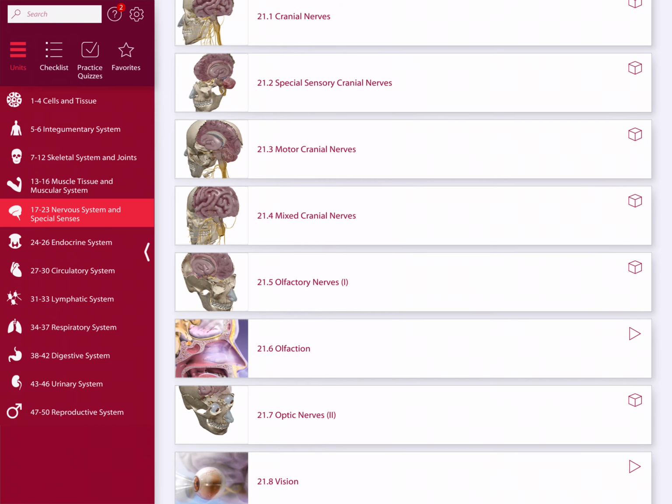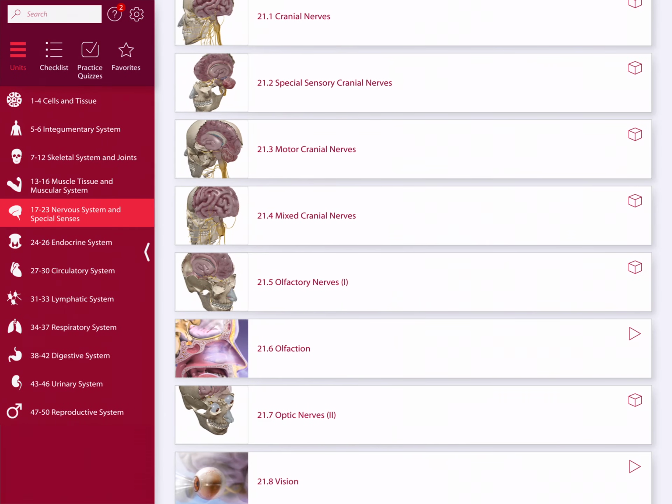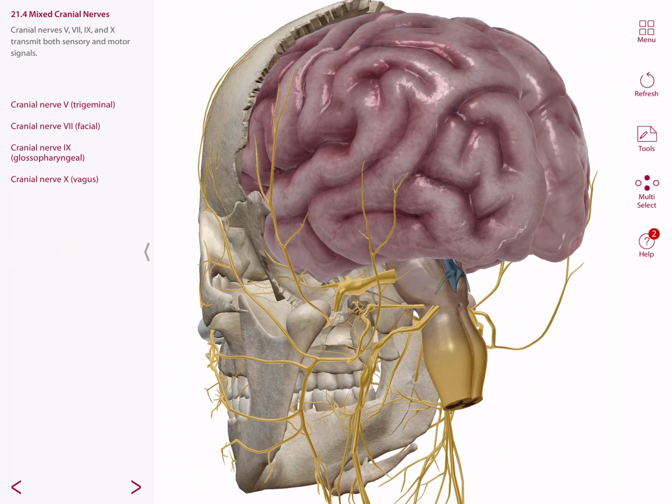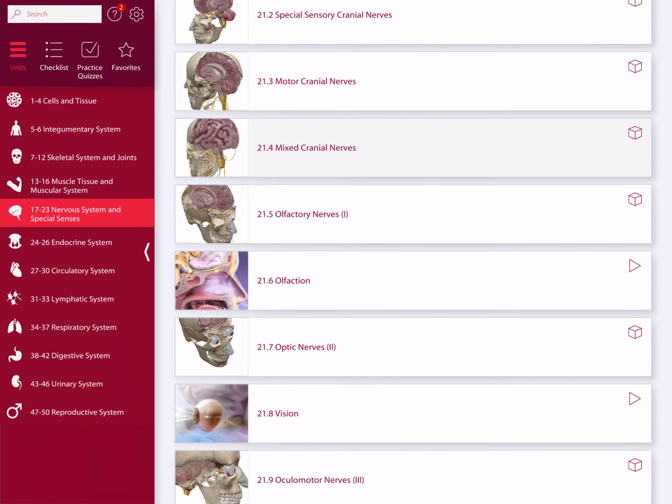Next up, we've got the cranial nerves, and that's going to be 3, 4, 6, 11, and 12. So all of these are going to be strictly motor. Then our next batch, we get the mixed, and that's going to be 5, 7, 9, and 10, meaning they will both do sensory and motor. So they'll perceive things and they will cause an action.